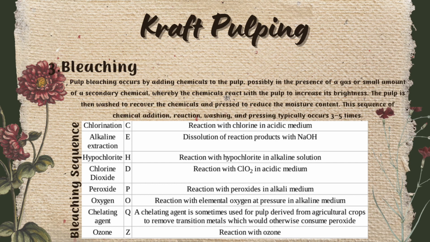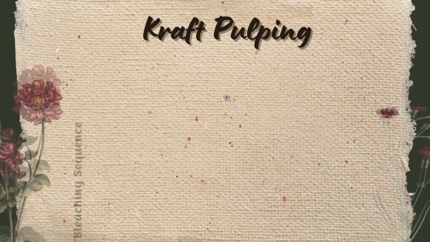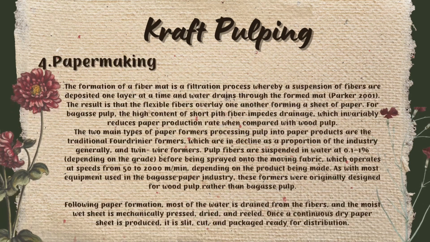The table shows the bleaching sequences starting from chlorination, alkaline extraction, followed by the addition of hypochlorite, chlorine dioxide, peroxide, oxygen, chelating agent, and ends with the reaction with ozone. This sequence of chemical addition, reaction, washing, and pressing typically occurs 3 to 5 times. Kraft pulping ends with the paper making process.